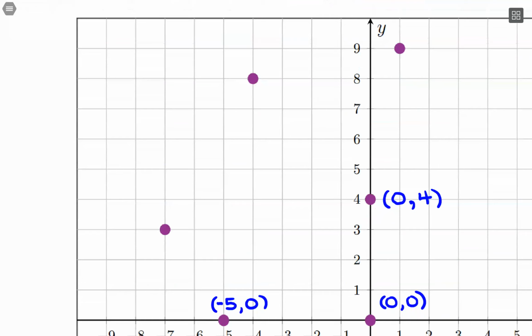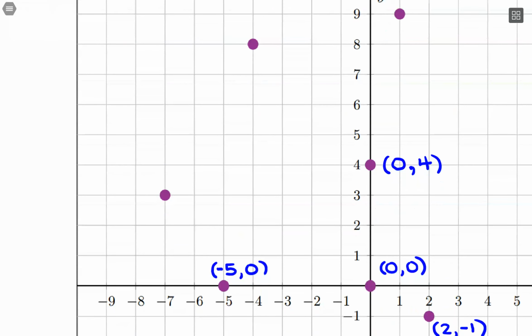And let's see what others we have up here. All right, out here, we are looking at a negative 7 for x, so we had to move to the left 7 spaces, and then we're going up 3, so y will be a positive 3. So x is negative 7, y is positive 3. And then up here, we're moving to the left 4 spaces, and then up 8, so x will be negative 4, and y will be 8.